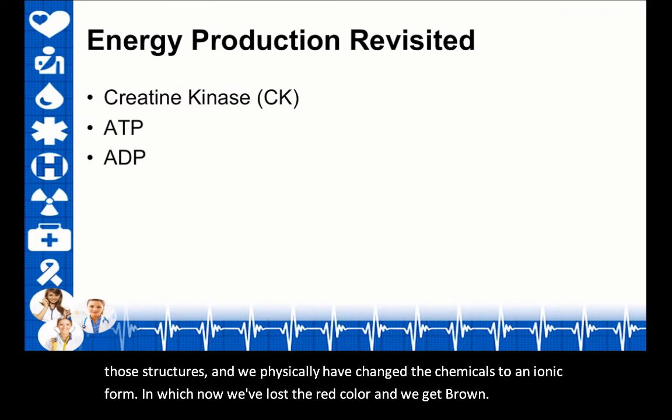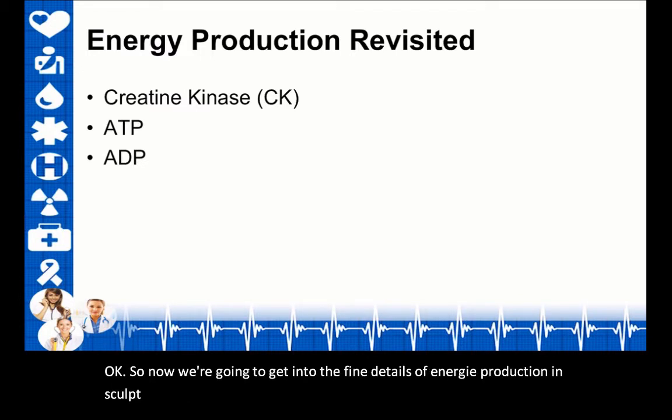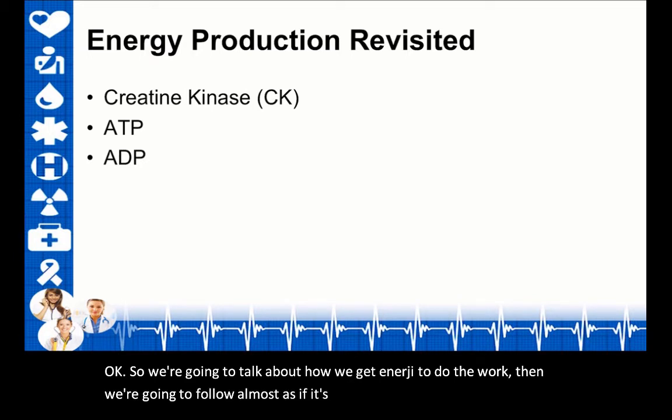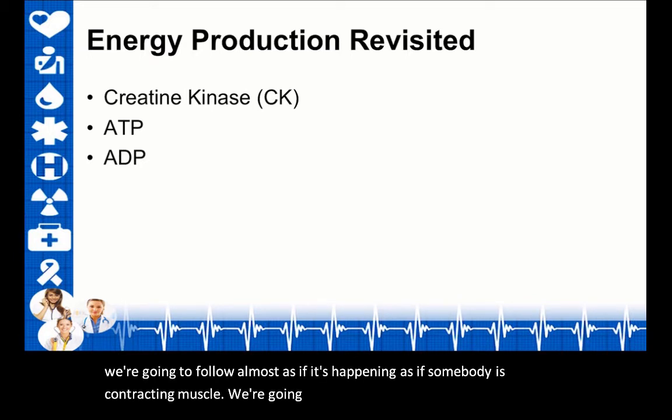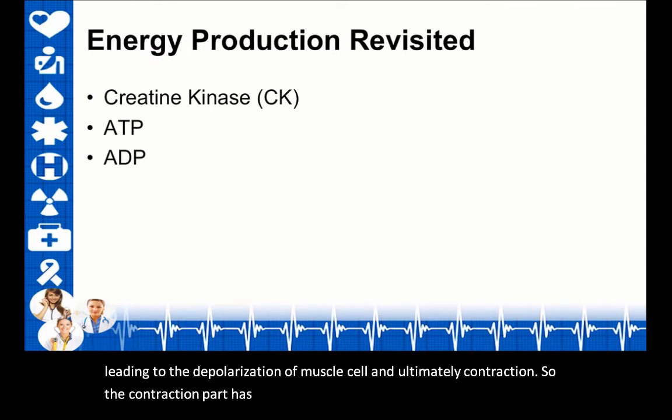Okay, so now we're going to get into the fine details of energy production in skeletal muscle. Again, it will be applicable to cardiac muscle. Okay, so we're going to talk about how we get energy to do the work. Then we're going to follow almost as if it's happening, as if somebody is contracting muscle. We're going to follow the depolarization of a neuron leading to the depolarization of a muscle cell and ultimately contraction. So the contraction part has to have some form of energy to do its work.